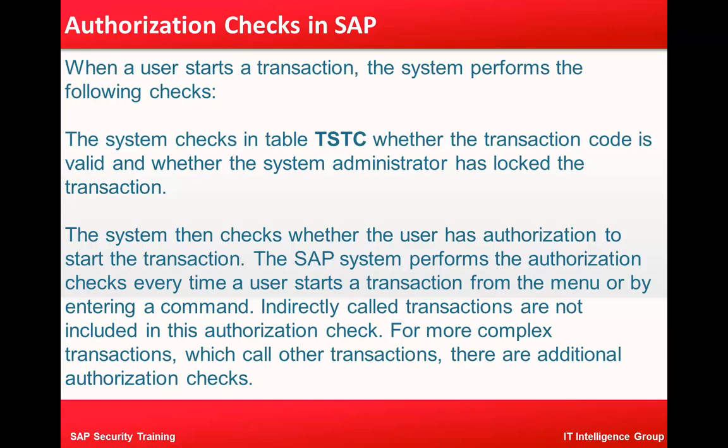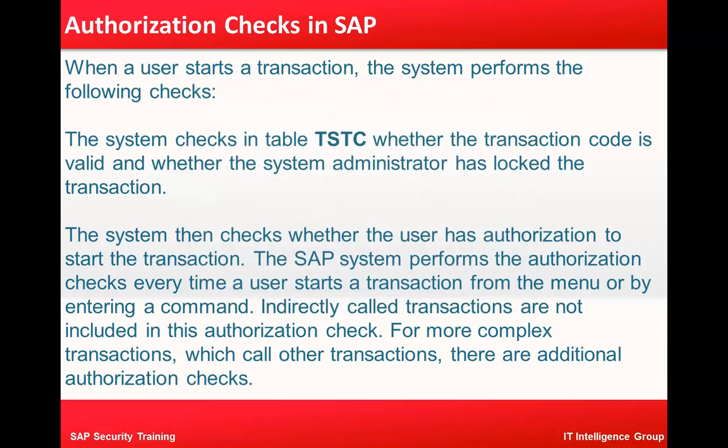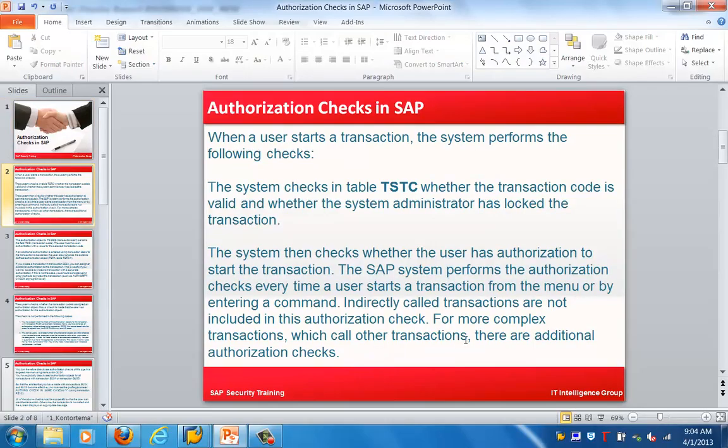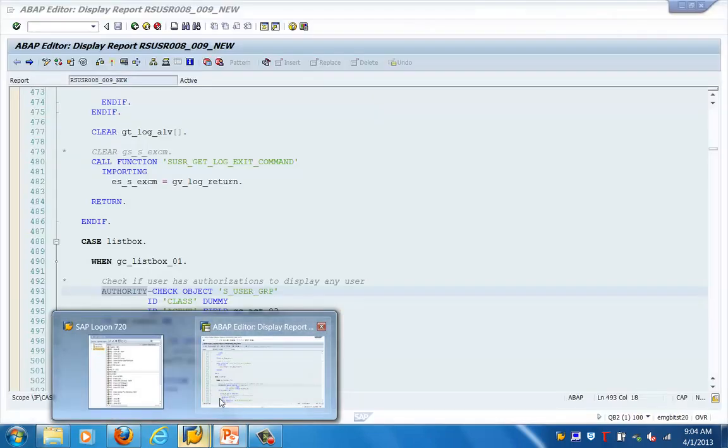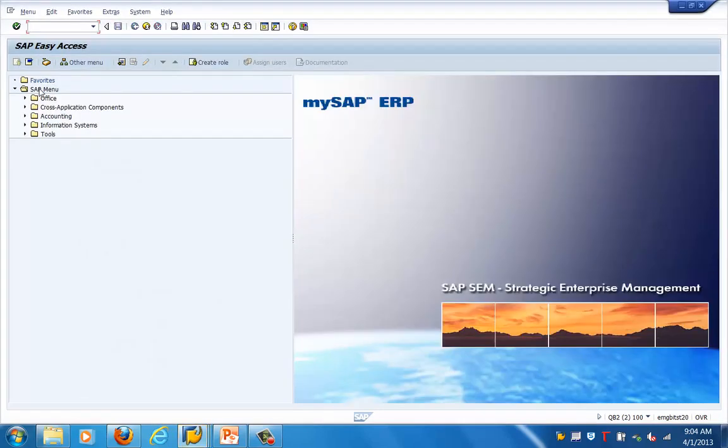So basically these are the two main steps which happen here. First step, TSTC validation, validating whether the transaction is locked or not. Second step is going into the system, finding out whether the user has the required roles or not. And so let's get into one of the programs and we will see how the validation check takes place.